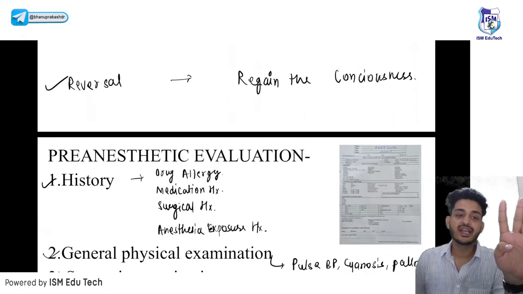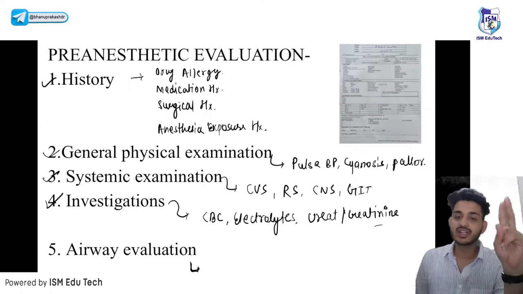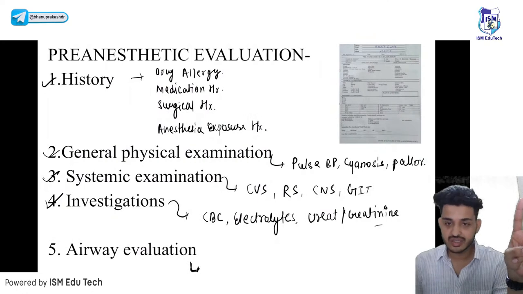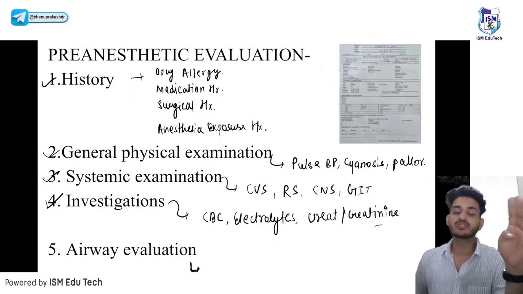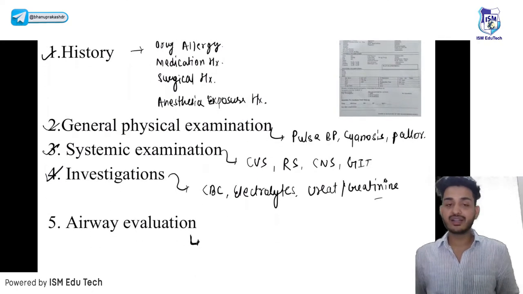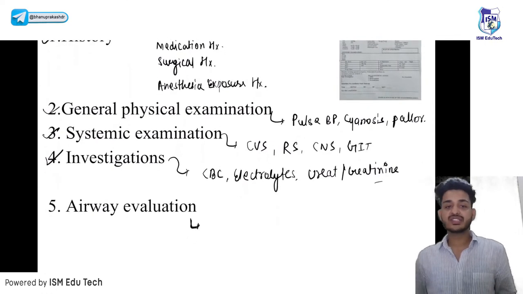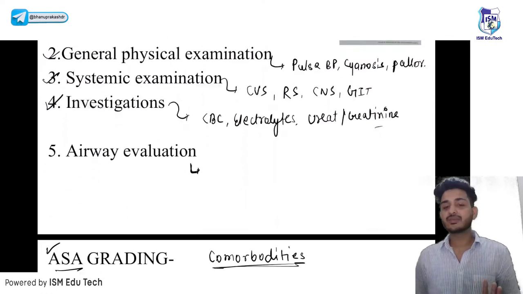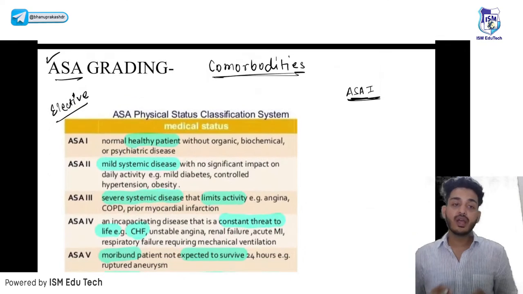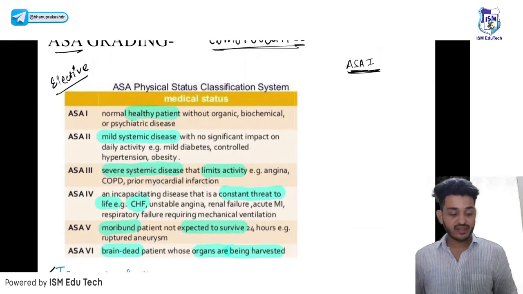the four stages. History, we need to check for the drug history, medication, surgical history, exposure history, so that we can give the other drugs. Okay, after history we will see for the general physical examination. The most important will be ASA grading. Okay, grading will be important.